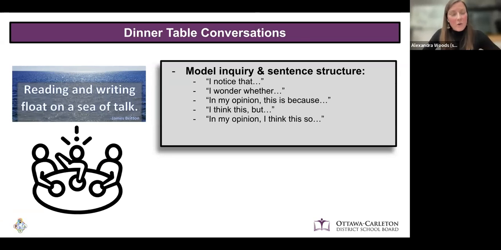And I'm not sure if you've heard the quote that reading and writing float on a sea of talk. But you can use this time to have a conversation with your child about interests, using sentences like, I noticed that, I wonder whether, in my opinion. So all of those sentence stems actually help them embed the knowledge of those sentences into their minds, and then they're able to communicate those through written work as well, which is something that I also do with my kids at home.